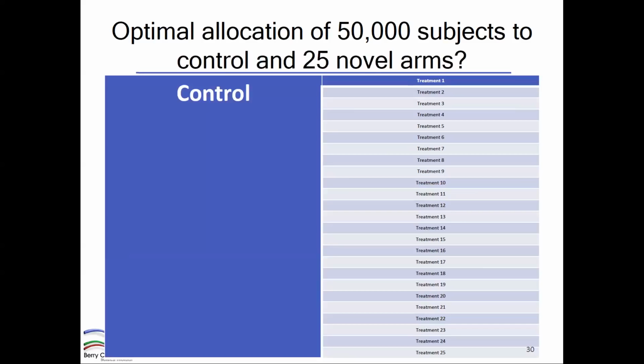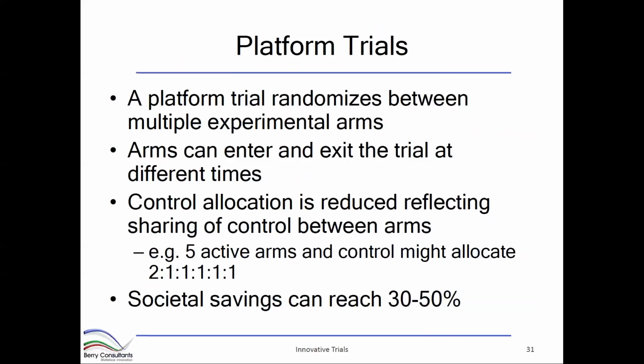We know tons about Alzheimer's: it always has a bad progression. We know the time course. We know all of this information, and we really have extra information here. We don't need 25,000 allocated to control. What a platform trial does is it's a mechanism to handle this societal issue. We want to randomize between multiple experimental arms. So we want to be able to run all of these 25 treatments through a single trial.